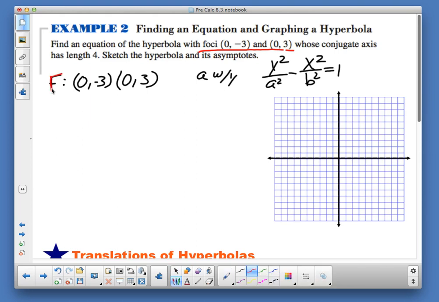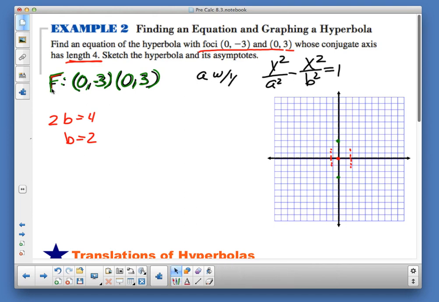In the past, I've been doing my foci as green, so let's make sure that those are green. So I've got (0, -3) and (0, 3). Those are my foci. Right now, I know A's inside that. And I know my B. My B is 2 because of the conjugate axis length. Remember, 2B is equal to 4. My conjugate axis length is 4, so B is therefore 2. So from my 0, I know my B is that big, so it's going out there to 2.